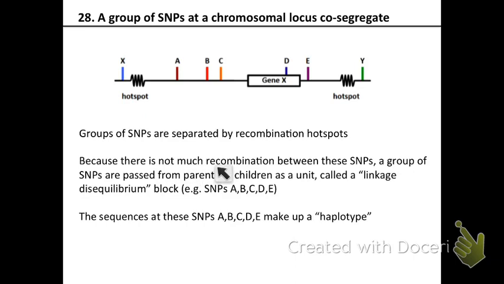Because there is not much recombination between these SNPs, A, B, C, D, and E, they are passed from parents to children as a unit, which we call the linkage disequilibrium block. Okay? And the sequences at these SNPs, A, B, C, D, make up a haplotype. There is a great study question at the end of this lecture. You should do it. Do this study question, and it's going to make it much clearer to you what a haplotype is, because you're going to try and find it, okay?